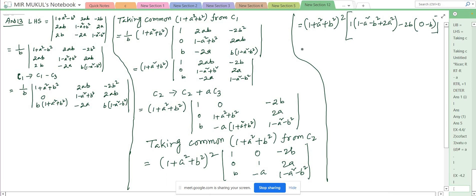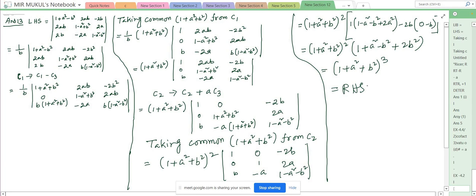After that just break it. 1 plus a square plus b square whole square. Then here we are getting 1 plus a square minus b square, or here we are getting plus 2b square. So 1 plus a square plus b square whole cube we got. This is RHS. Okay, take a screenshot quickly.